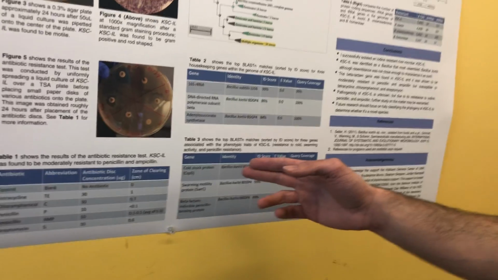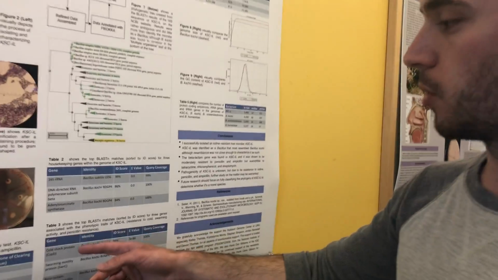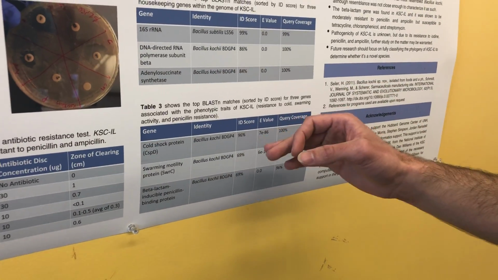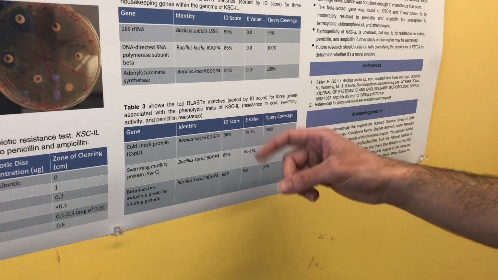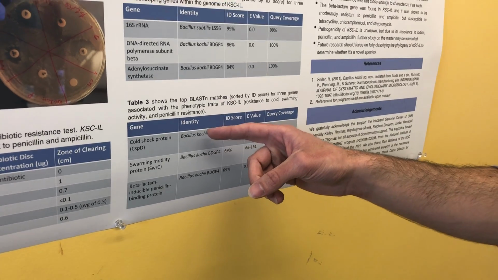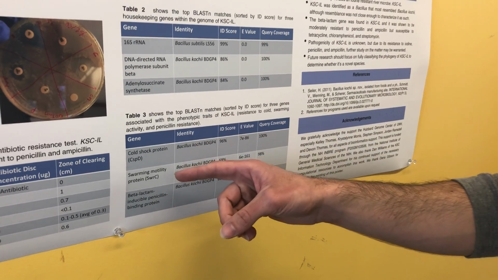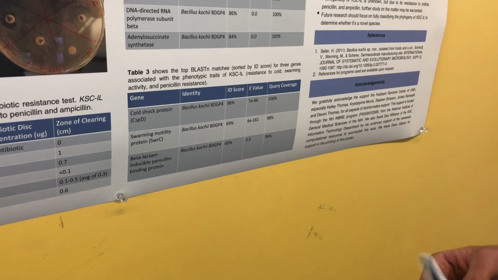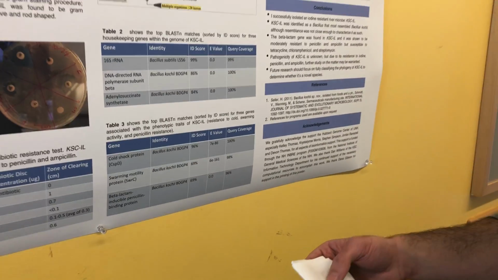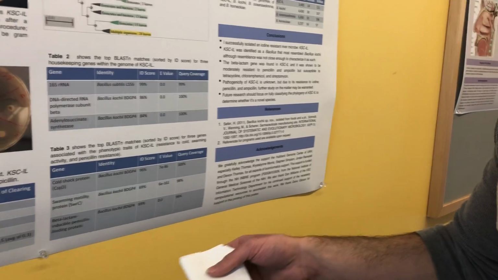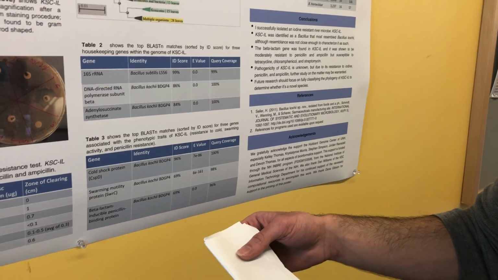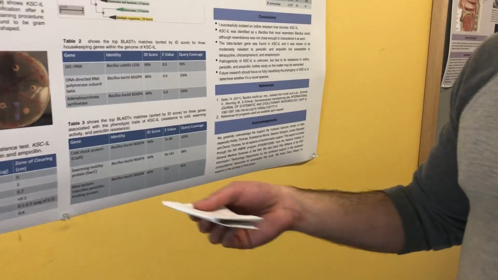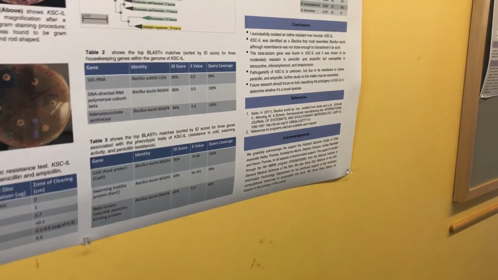So I looked for cold shock proteins in the DNA, and I found this cold shock protein CSPD gene, and that had a 96% ID score after I did a BLASTN search, and that came up with Bacillus koshi. Then I also looked for a swarm motility protein gene, and I found that also matched with Bacillus koshi, but it was only a 69% match, and I also had a 69% match for the beta-lactam inducible penicillin binding protein, and that is associated with penicillin resistance, so that's why I looked for that.